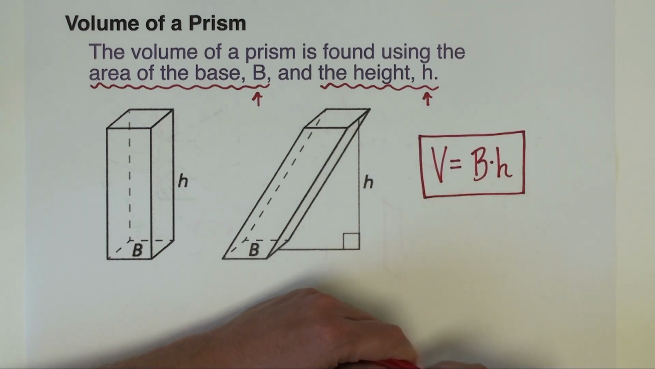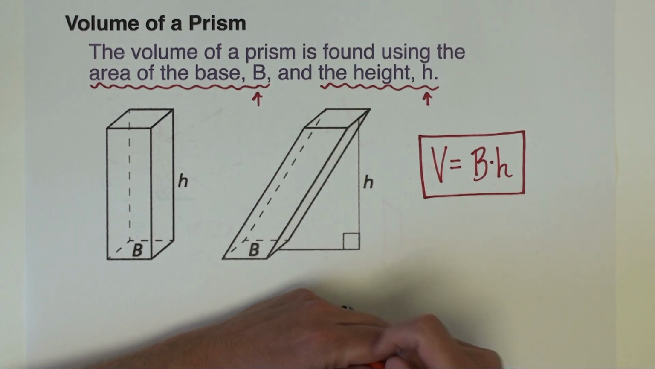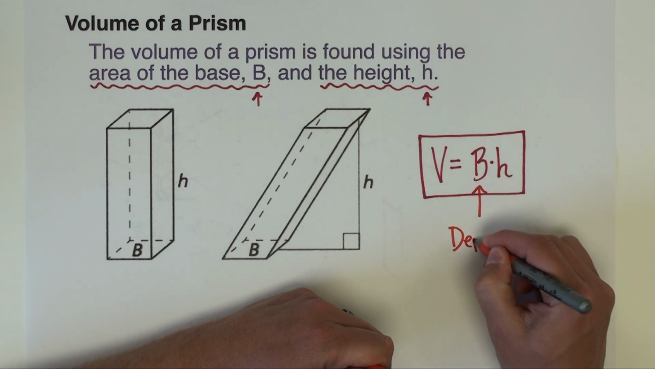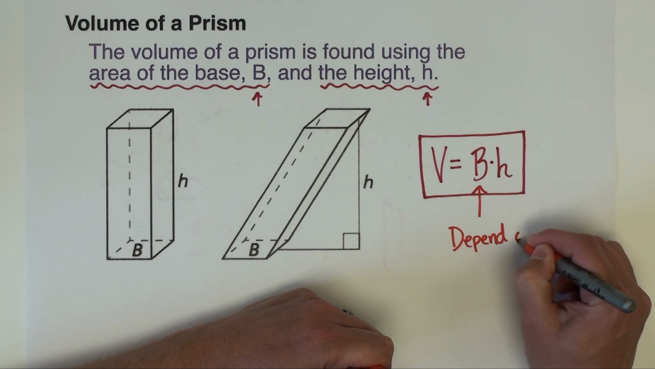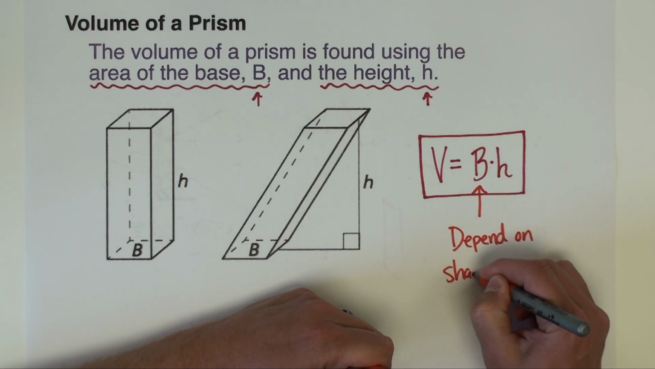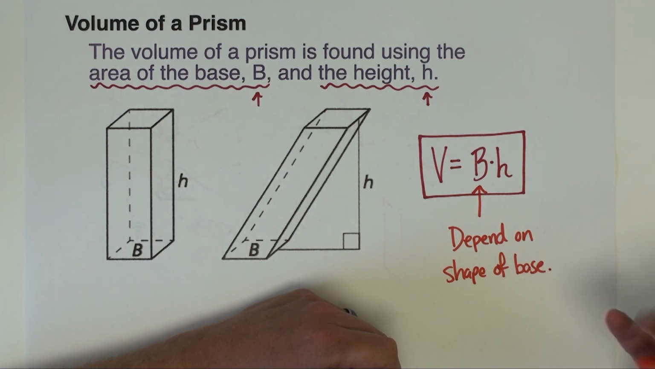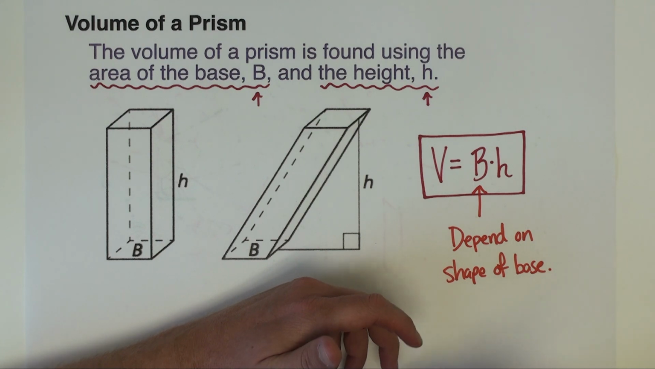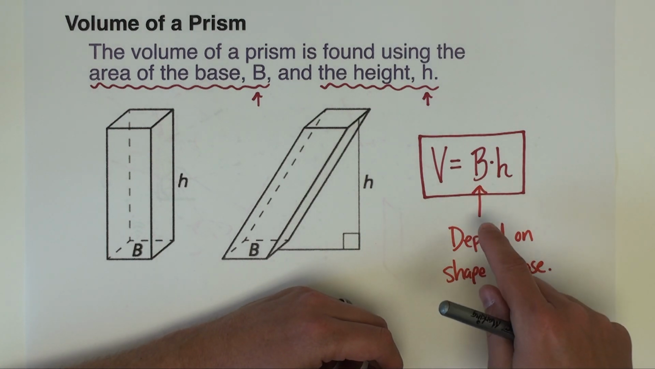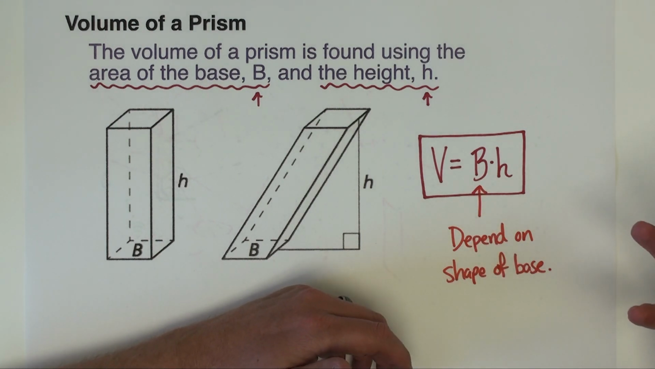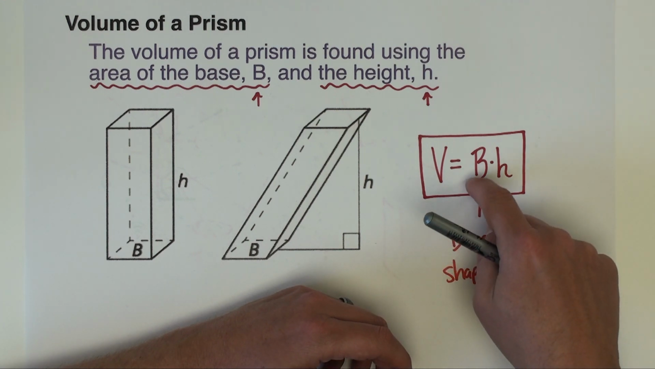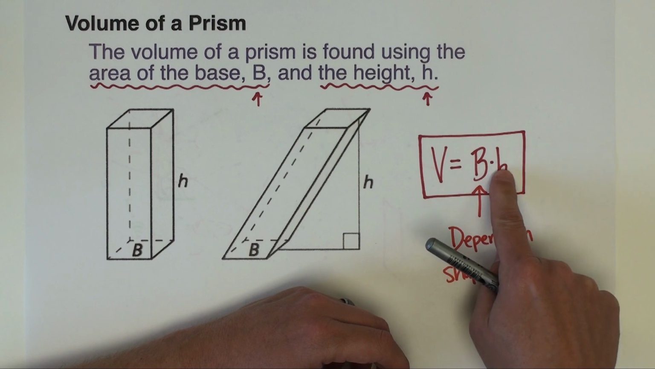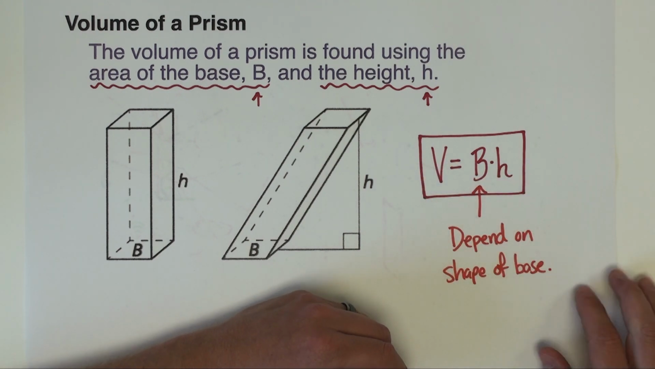Now keep in mind that the area of the base is going to depend on the shape of the base. If the base of the prism is a square or a rectangle, that's going to be worked out differently than if the base of the prism is a triangle, per se. So how you find that area is totally dependent on what shape you have. But then it's just that area times the height that will compute your volume.